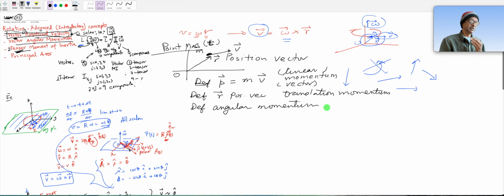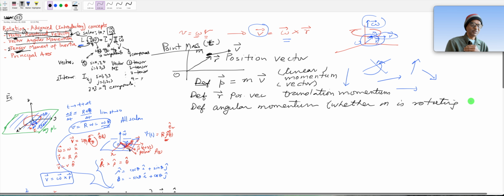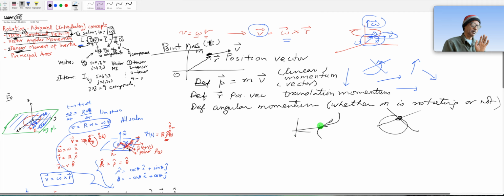Whether it is rotating or not, it doesn't matter. Sometimes people say something going in a circle is rotating, but that's not really our language here. It may be moving like that, with V in that direction and R in that direction. So it's not going in rotation or something like that.